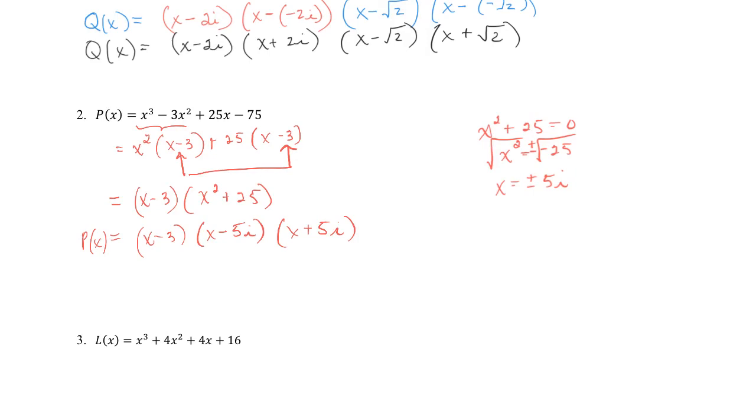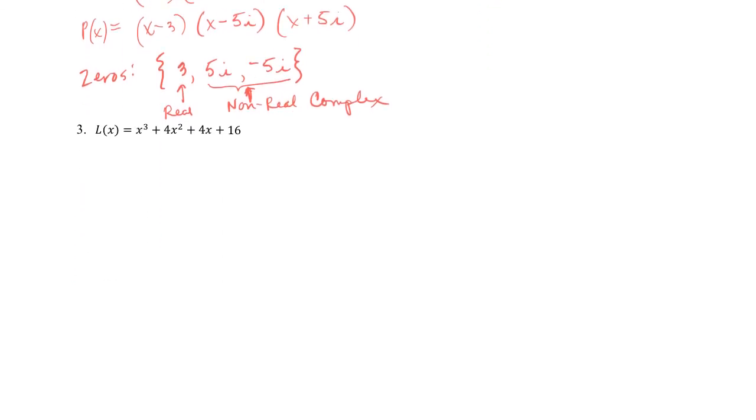For the next part, we were supposed to identify all of our zeros. So my zeros were 3, 5i, and negative 5i. Okay, and then we identify if they're non-real complex or they're real. Well, 3 is real, and 5i and negative 5i are non-real complex or imaginary. You can call it either. It doesn't really make any difference to me. Non-real complex I know can feel a little cumbersome. Imaginary is fine.